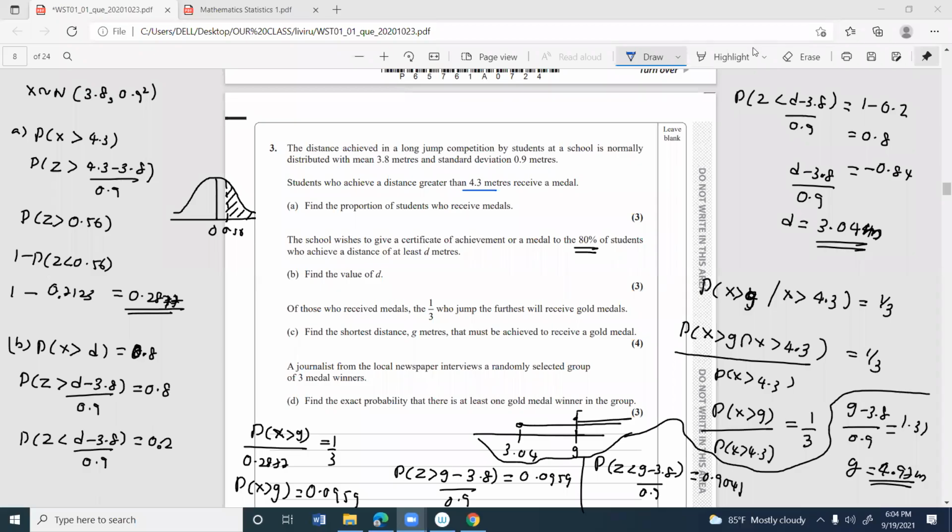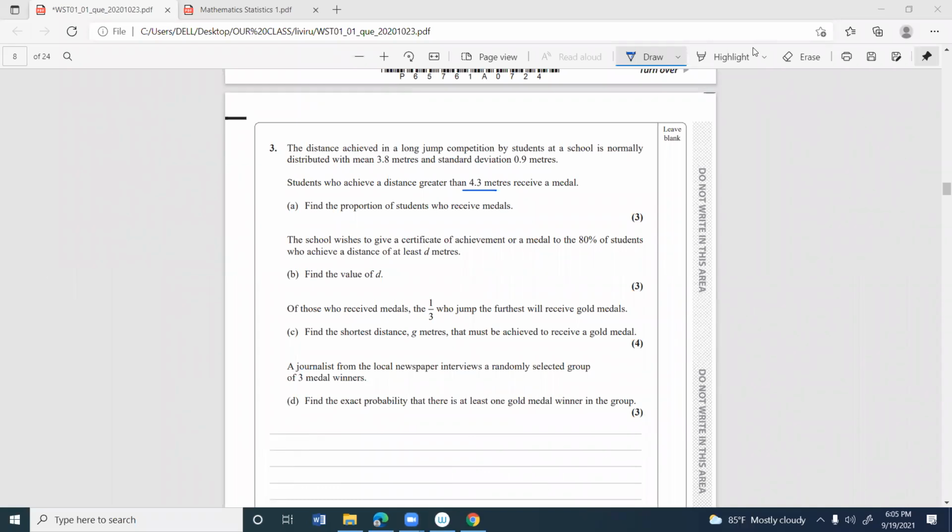Then the journalist from a local newspaper interviews a randomly selected group of 3 medal winners. Find the exact probability that at least one is a gold medal winner in the group. So, out of these medal winners, you know that only 1/3 of the medal winners will get a gold medal, right?